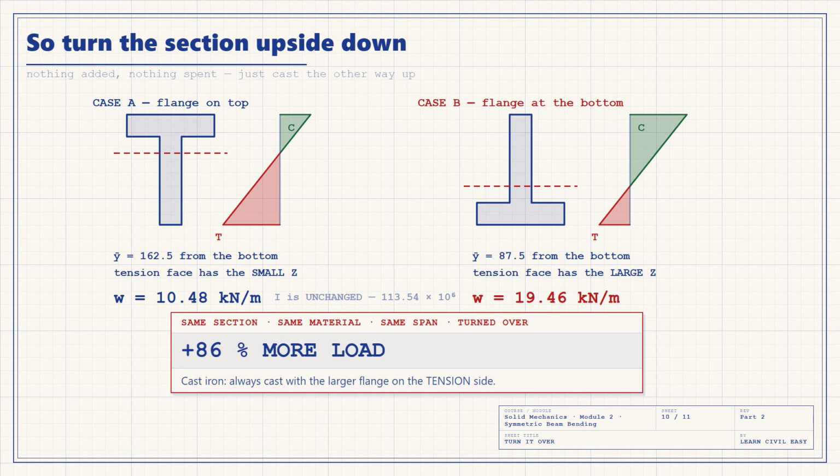This is why a cast iron beam is always cast with its larger flange on the tension side, which for a simply supported beam means at the bottom. It is a favorite Viva question, and now you know the answer and the reason.